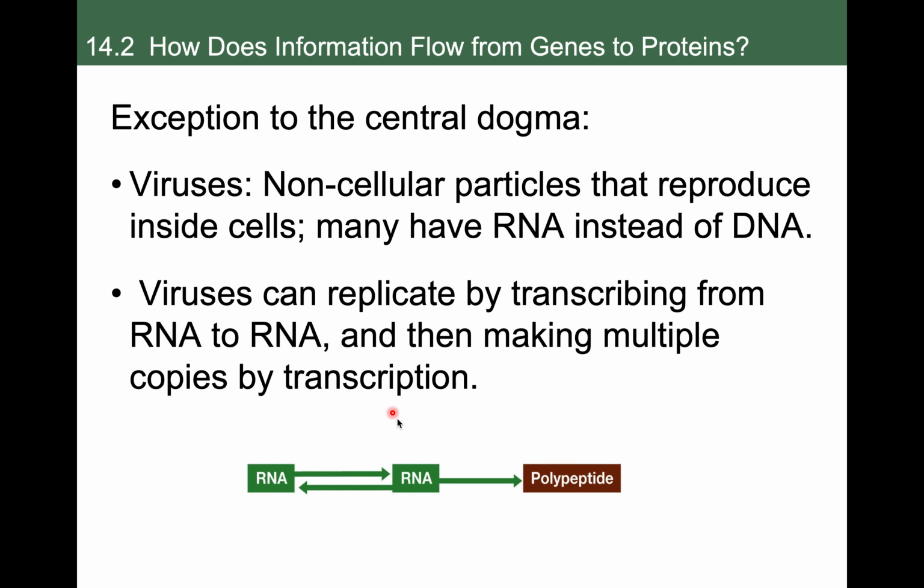So one way viruses can serve as an exception to the central dogma is that there are a lot of viruses, for example, the coronavirus that's on everybody's mind these days, that have RNA instead of DNA as their genome. So it's basically skipping the transcription part of that central dogma, right? The RNA can just be translated directly into proteins, and we just need to make copies of the RNA, basically of the virus, inside the host cell.